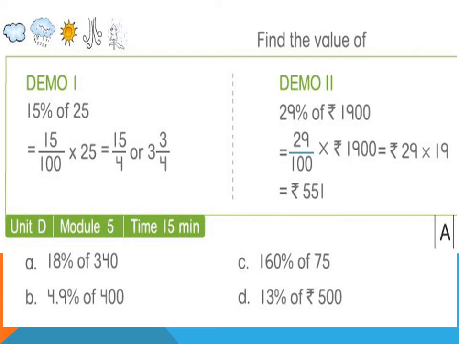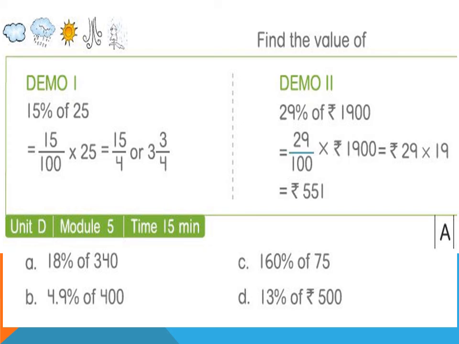Now let us move on to module number 5. Now we have to find out what amount will be the percentage of a certain amount. So find the value of, look at the demo, 15% of 25. So the question is find the value of 15% of 25. So as I have already told you when I discussed the BODMAS theory, the word of will be converted into a multiplication sign, and 15%, the percentage sign will be converted into 1/100.